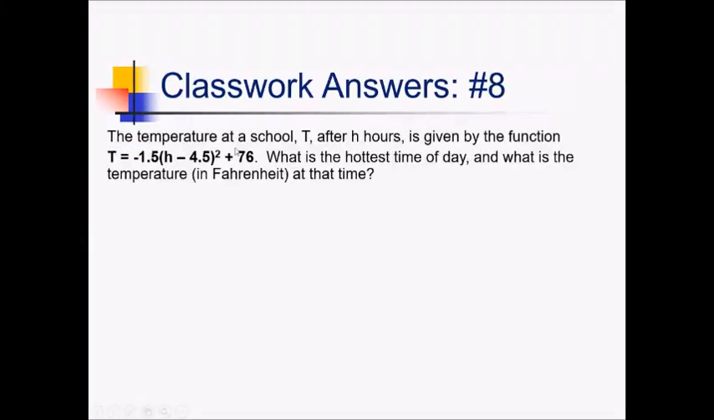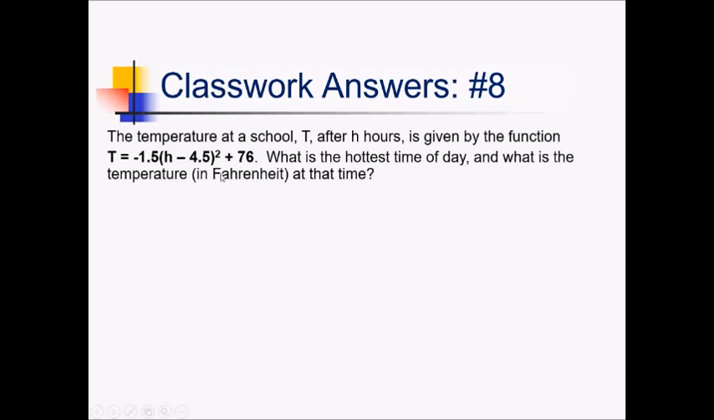On this problem, we have the temperature of a school given by this function where T is in degrees Fahrenheit and H is the number of hours. We want to know the hottest time of day and the temperature at that time. So we're trying to maximize a quadratic function in vertex form, parabola vertex form, and we know that the max and min always happen at the vertex. So let's write down the vertex first.